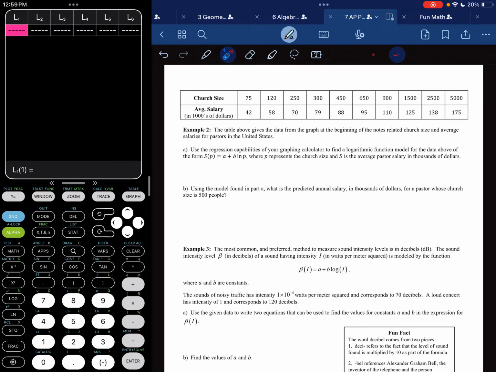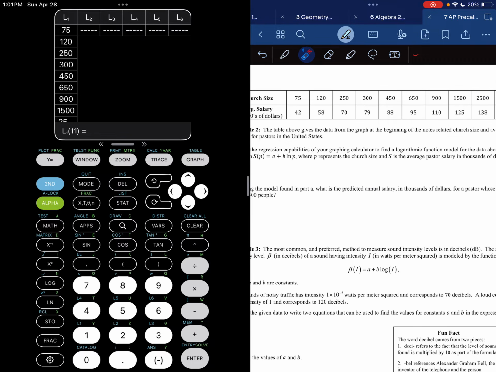So I'm going to hit stat, edit, and then I need to enter all of this stuff for my x coordinates. I'm going to say 75, 120, 250, 300, 450, 650, 900, 1,500, 2,500, and 5,000. And if I make this slightly bigger, I can see those values better.